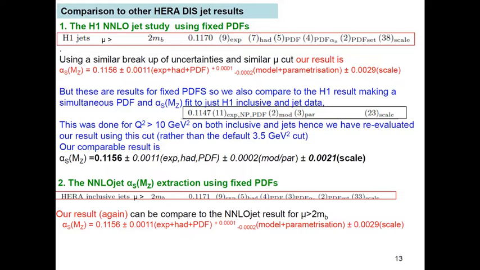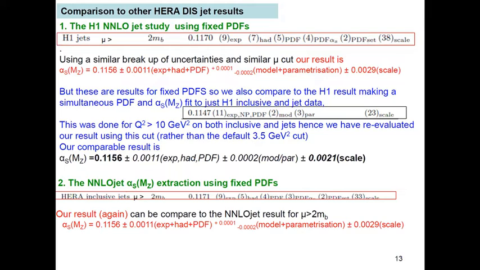Now, to compare this result using HERA jets to other results that have also used these. There was a study by H1 alone using just their inclusive data and just their jets. It used fixed PDFs, and the result is given there outlined in red. What's mostly pertinent to compare is that their scale uncertainties, at least, are in the same ballpark, 0.0029 or 0.0038. And the values themselves, given the uncertainties on them, are similar.